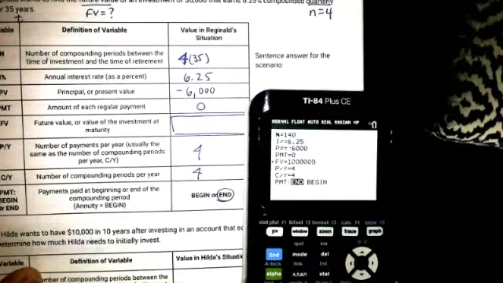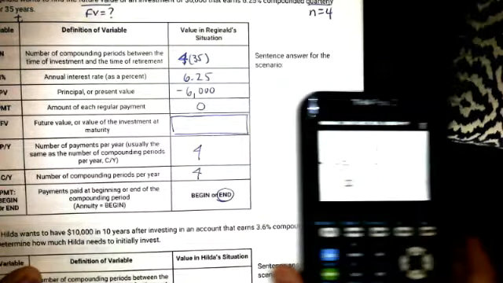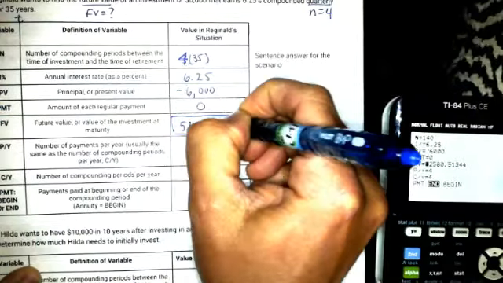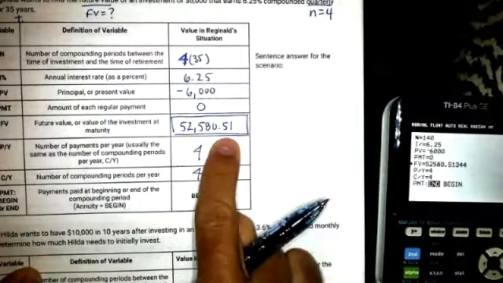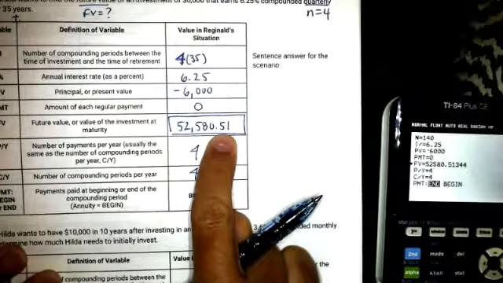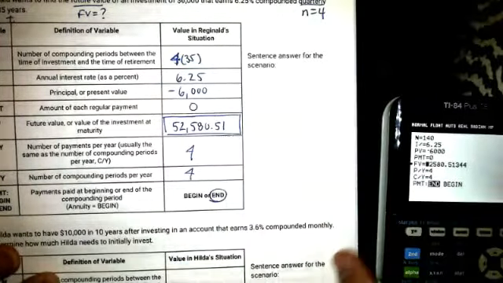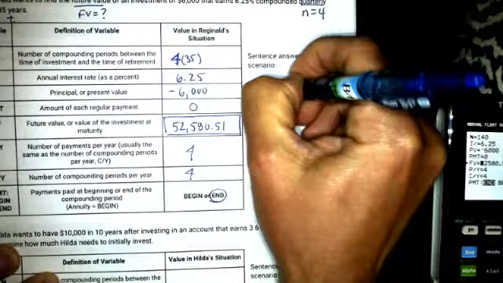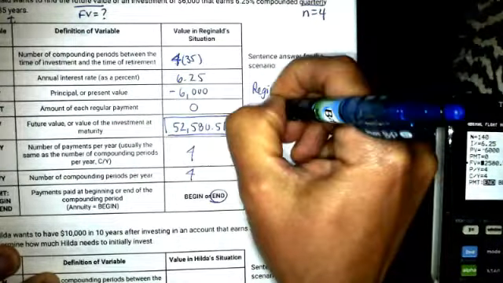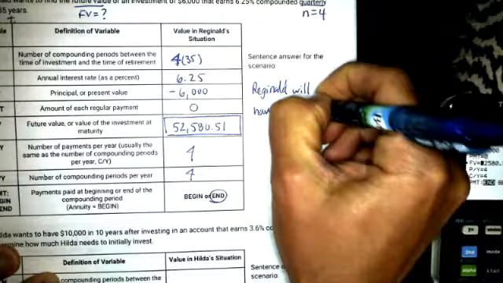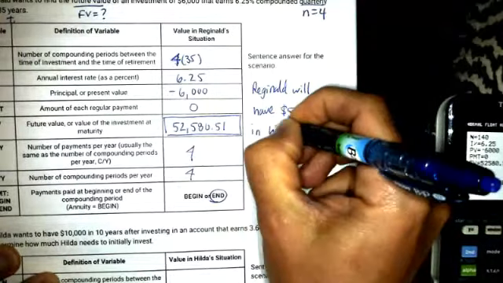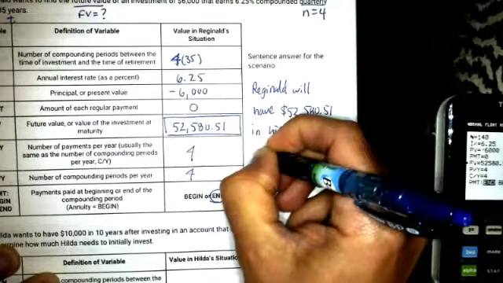I like to have a little sentence answer for each of these scenarios. So Reginald will have $52,580.51 in his account after 35 years. So just a little sentence that proves to your teacher that you understand what you just found. So we'll have that future value in his account after that many years.